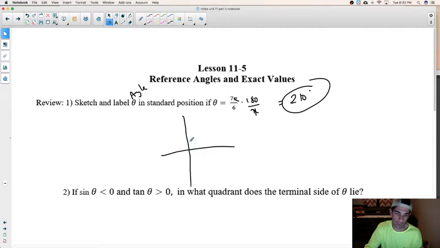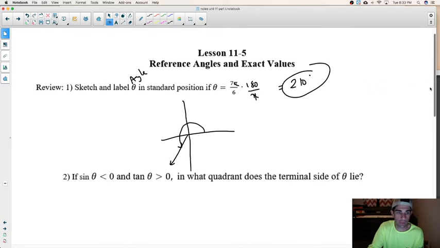And if you're going to do that, so here's 90, 180, and then 210 is going to lie somewhere down right over here, and you are there in the third quadrant. All right, so there's converting your radians to degrees.